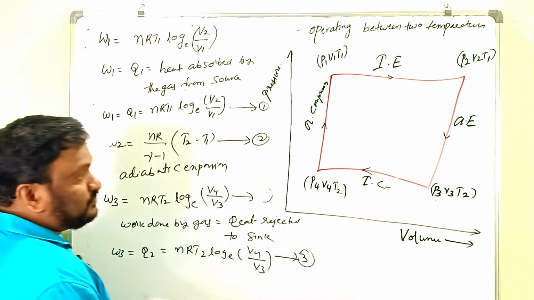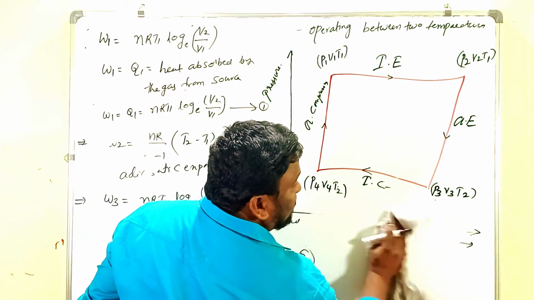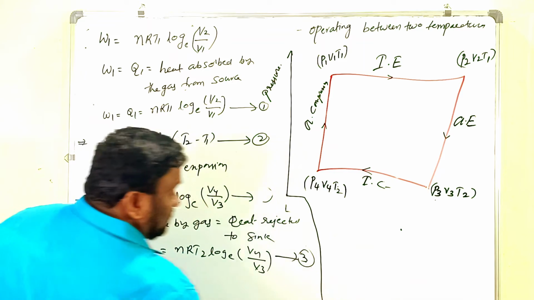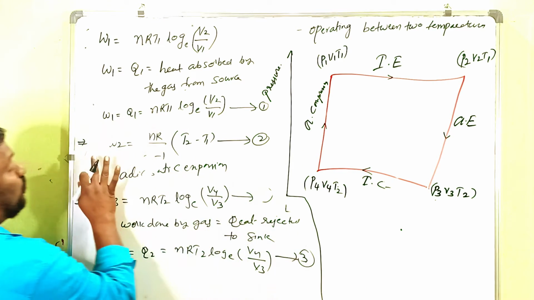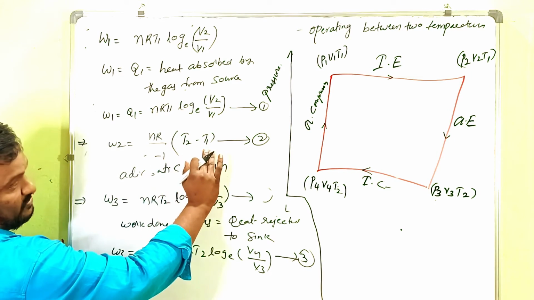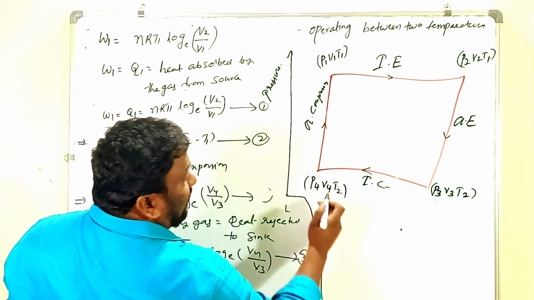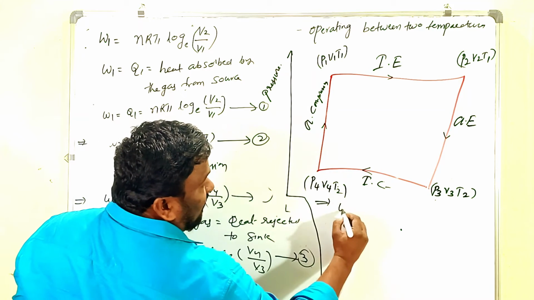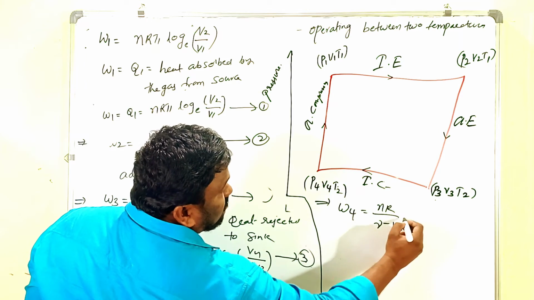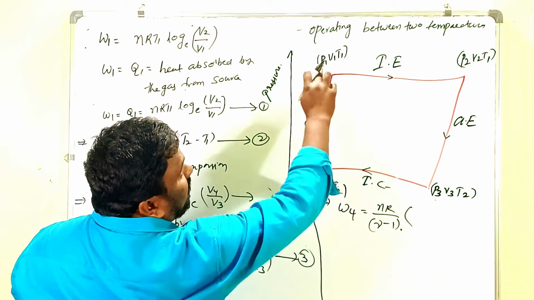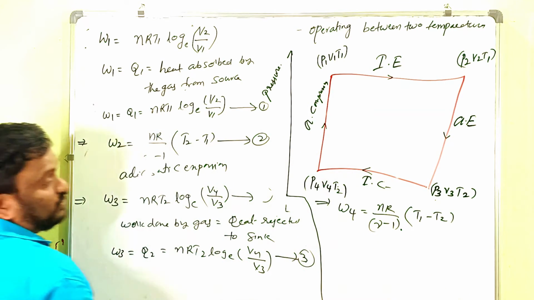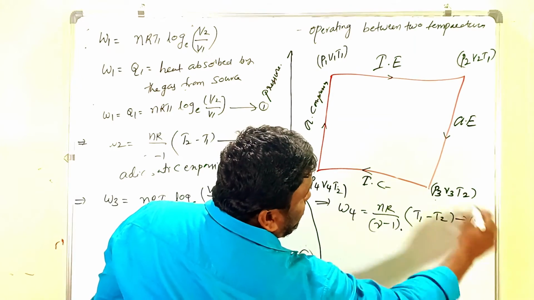Now here, children, I need some space, that's why I'm writing this here. In adiabatic expansion we have W2 equals nR by gamma minus 1 of T2 minus T1. Now in case of adiabatic compression, the work done should be written as nR by gamma minus 1 of T1 minus T2. This is equation number 4, children.